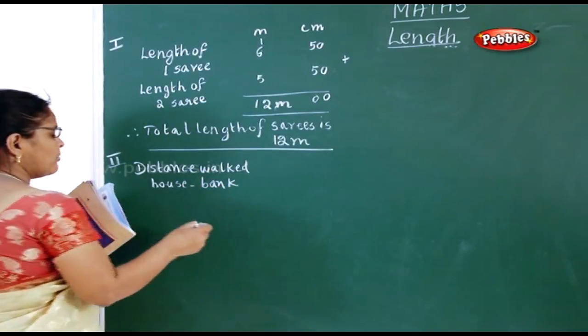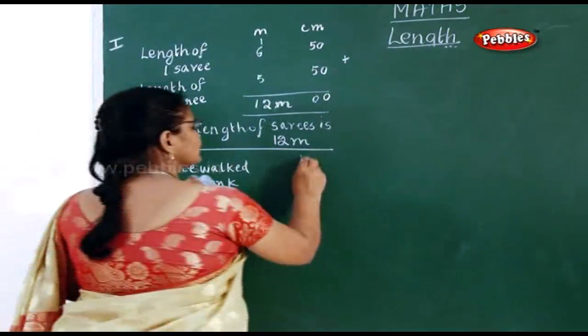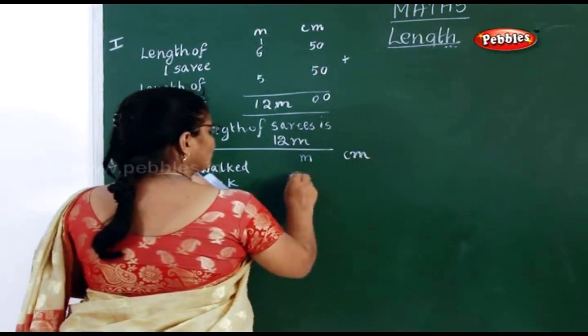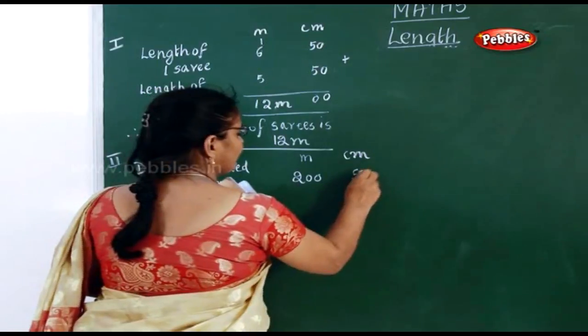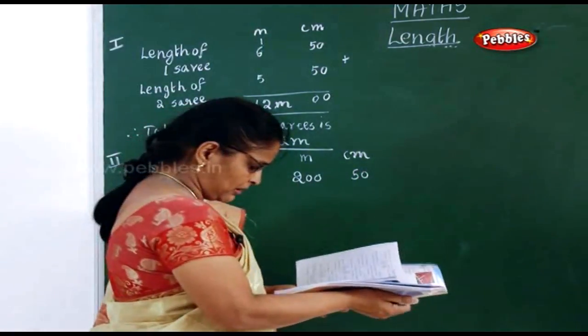Distance walked from house to bank. It is how many meter and centimeter? It is 200 meter and 50 centimeter.